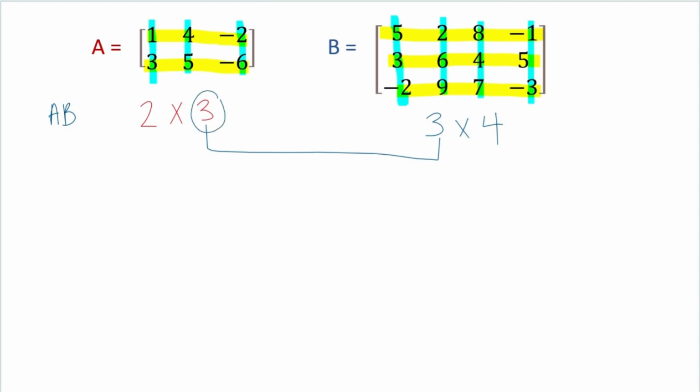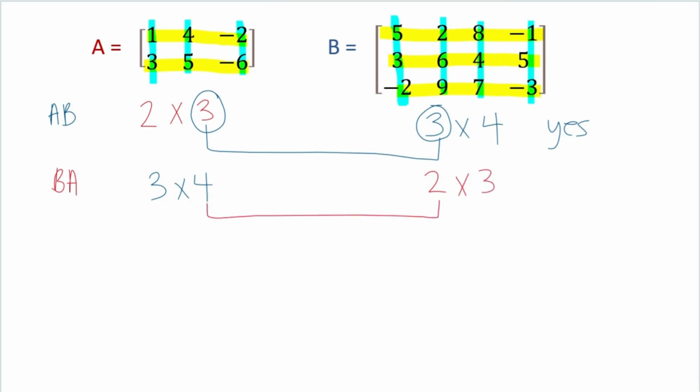In this case, we have a 3 and a 3, which is the same number. So yes, we can multiply A times B. What if we tried to multiply B times A? Our B is 3 by 4, and our A is 2 by 3. These two numbers have to be the same in order to do it. 4 and 2 are not the same, so we cannot multiply B times A. So this would be no.